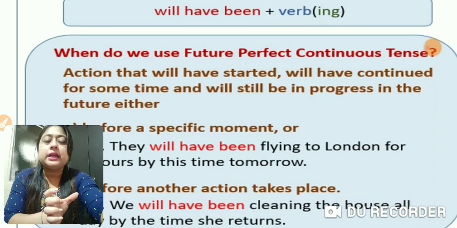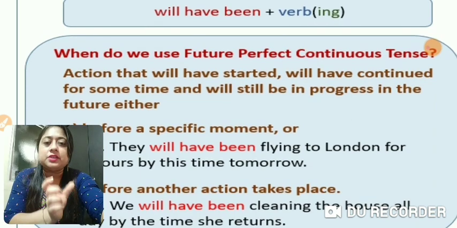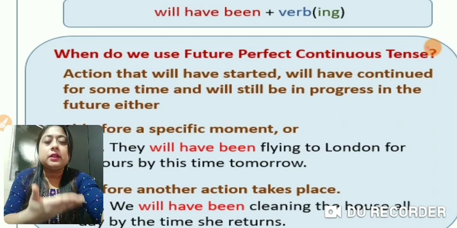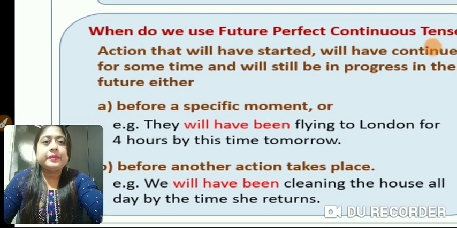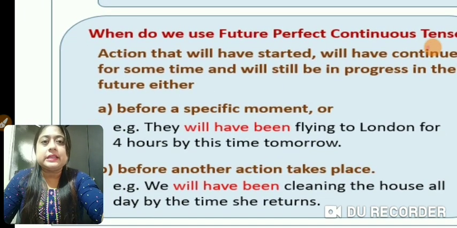When will it come to an end? About that particular time period or certain time that we mention, which will be coming in the future. So in that case we use future perfect continuous tense. So let us see in detail.